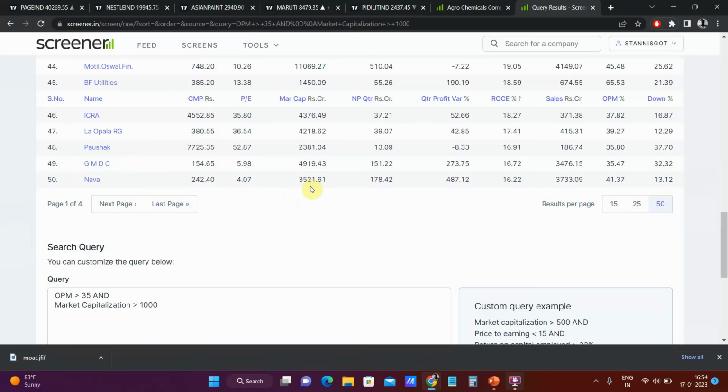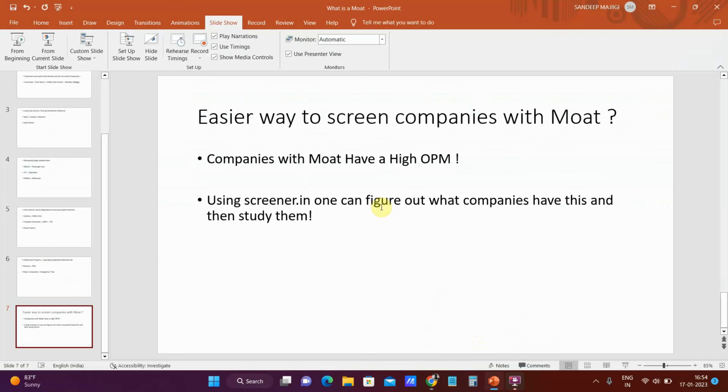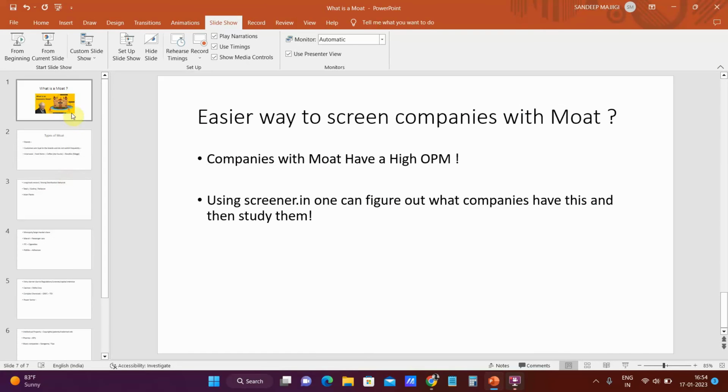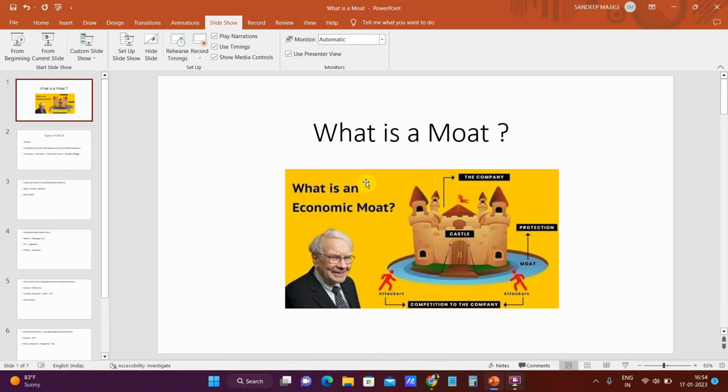So this should help you identify which companies have some kind of a moat, and if you invest in them for the long term, definitely the company will grow, and the total money that you make will also compound over the coming years.